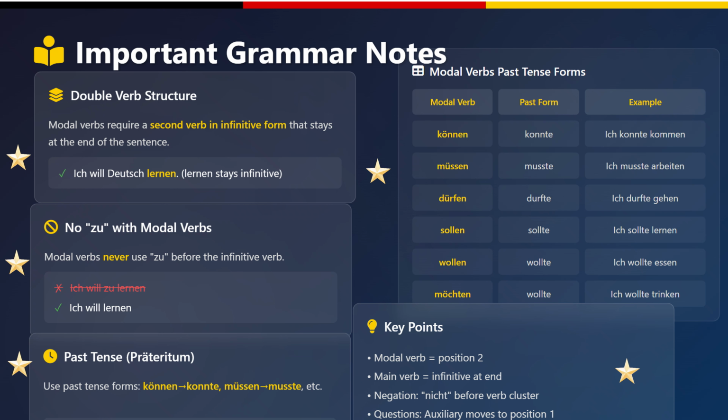The modal verb is always in position 2. The main verb is infinitive at the end. Negation, nicht, goes before the verb cluster, and in questions, the modal verb moves to position 1. These notes will help you avoid the most common errors.